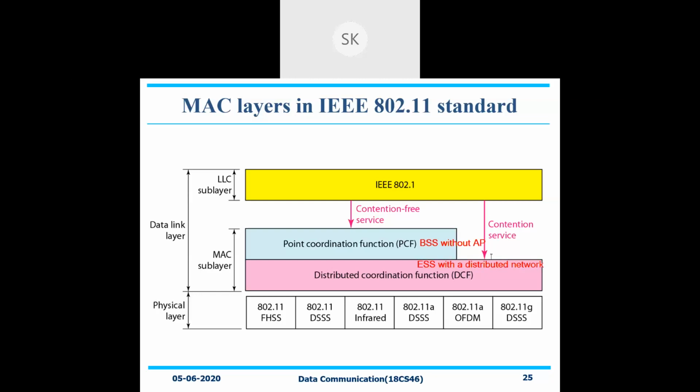So if you are having this particular thing at that time, contention service will be taken into consideration. Contention free service, that is without any access point, you're communicating from one point to another point. It is easy for you to address with point coordination function. So this is how it will be working.